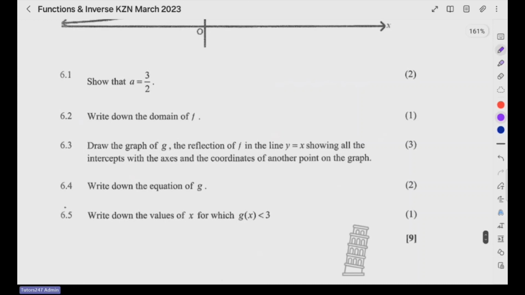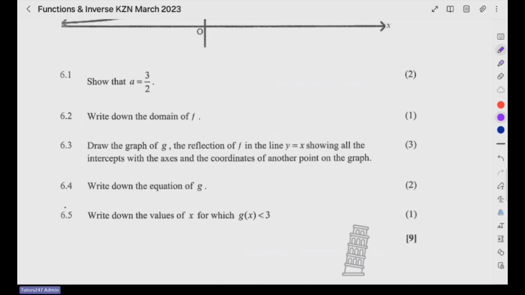So the question stated, draw the graph of g, the reflection of f in the line y equals x, showing all the intercepts with the axis. So we've not done that. We need to draw the x-intercept. There's no y-intercept because the y-axis is the asymptote of the function. Remember we stated that the function g has an asymptote at x is equal to 0. x is equal to 0 is the y-axis. So because the function never touches the y-axis, we cannot have a y-intercept.